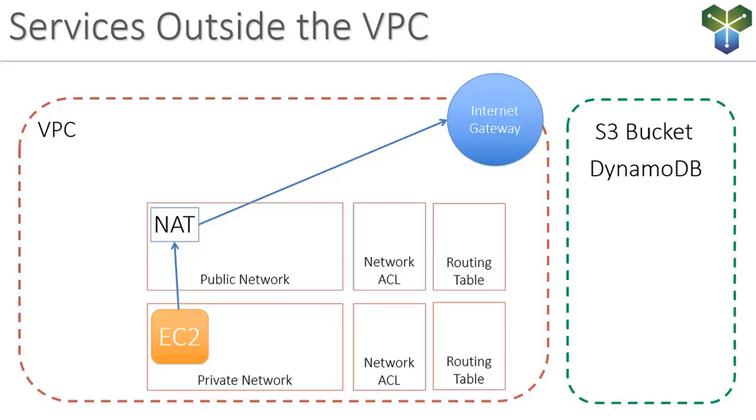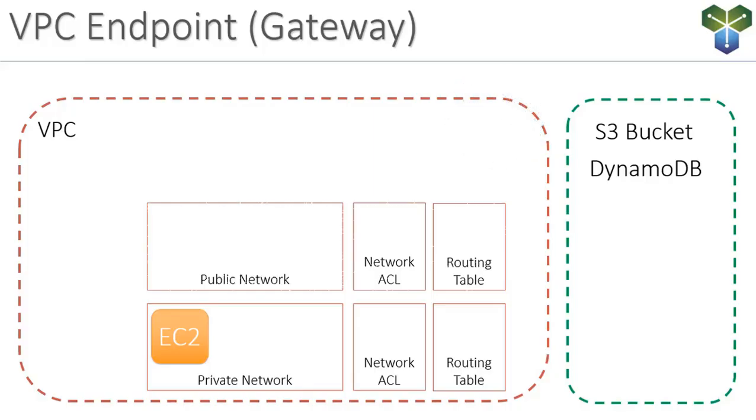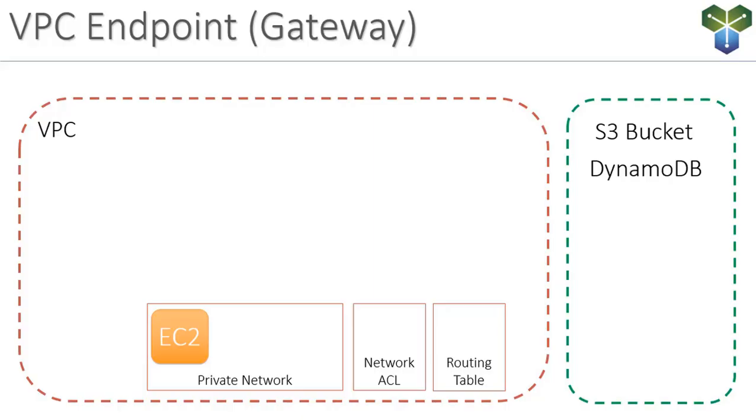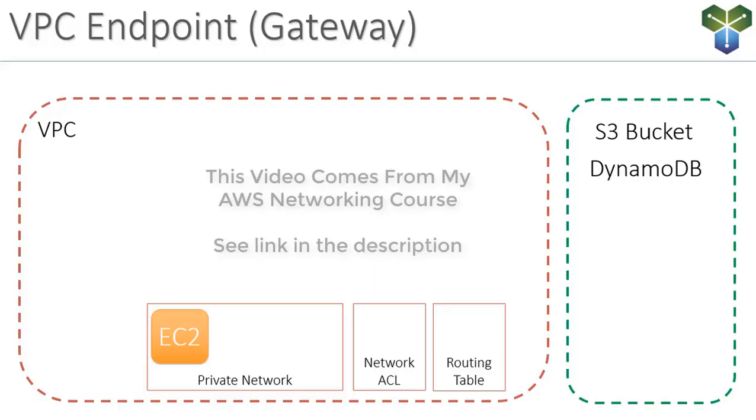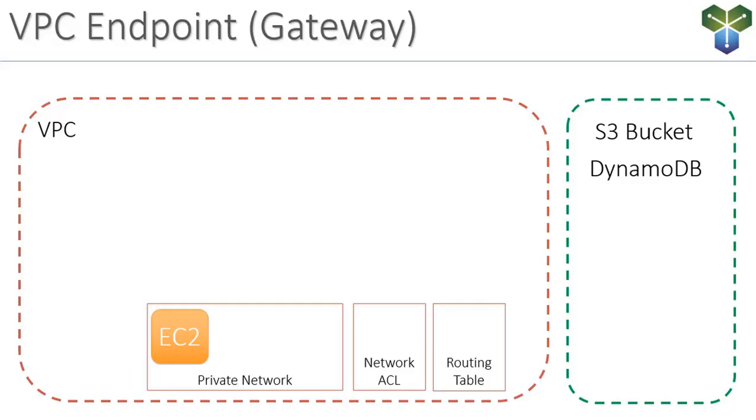I don't want my EC2 instances to have to send traffic over the internet in order to communicate with an S3 bucket or a DynamoDB table. A preferable approach would be, let's get rid of this NAT gateway or NAT instance, whatever it happened to be. Let's get rid of this internet gateway. And as a matter of fact, let's just remove the public subnet entirely. And so now I've got an EC2 instance on a private network, and I want to allow it to communicate with S3.